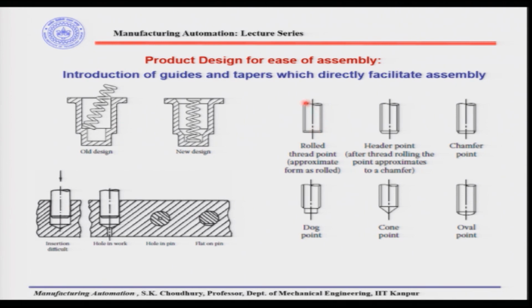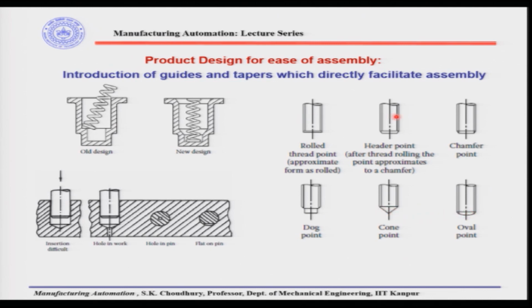There are different kinds of threaded points. For example, here there is a rolled thread point. It can be obtained from the cold roll, all right. This is the headed point, and here we have a chamfer. The difference is that this is cold rolled and this is with a chamfer, all right. Now, this also has a chamfer. Here this is a dog point, here there is a cone point, and here there is an oval point, all right.